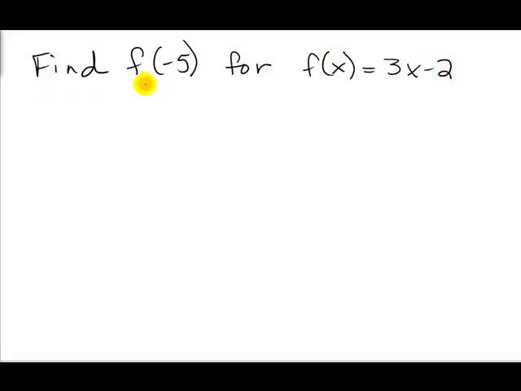So here we want to find f of -5 for f of x equals 3x minus 2. And what you want to remember is this is the y. And what we are going to do is take whatever they tell us. Remember, they said this is x. The -5 is x, but the answer we get is our y. So this can be a little bit confusing.